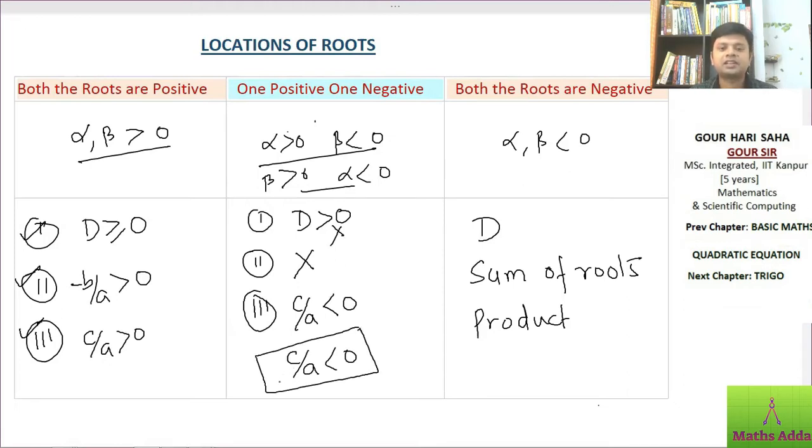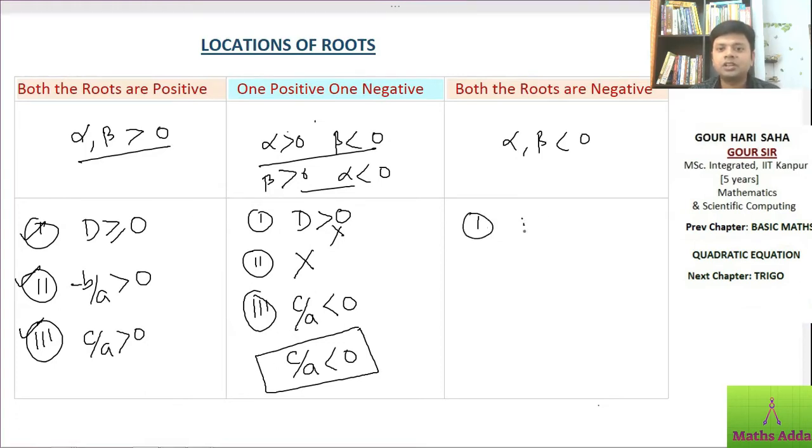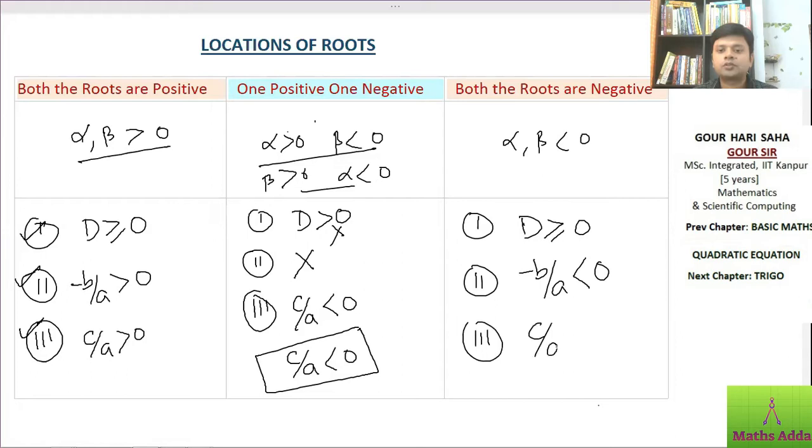for the second type. Move to the third type, when both the roots are negative. When both the roots are negative, what can you say about D? Both roots can be the same or different, so D is greater than or equal to 0. Second, what can you say about the sum of roots, minus b by a? Both negative, so the sum of roots will certainly be negative, less than 0. What can you say about the product of roots? Both negative, so the product is going to be positive. So these are the conditions for three different situations, right?